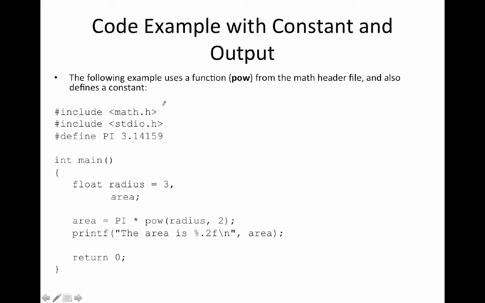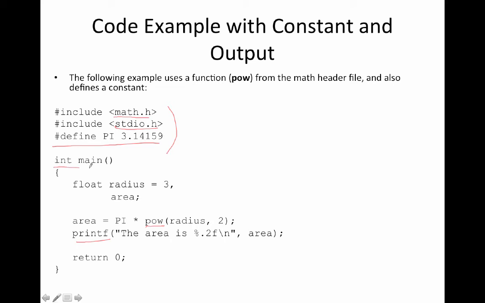Here's a pretty complete code example that has a constant definition and some output. The following example uses the function pow from the math header file, and it also defines a constant, and we have output, so we have to include the standard IO header file. We start by including the math header file so that we can use the pow function. We include the standard IO header file so that we can use the printf function to print. Then we define a constant.